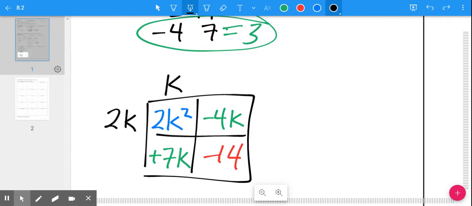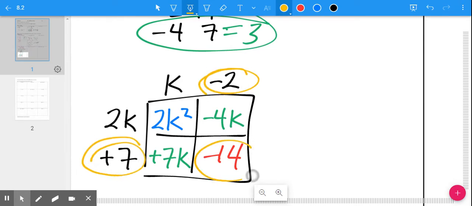How do I make a k into a 7k? I multiply it by a positive 7. How do I make a 2k into a negative 4k? I multiply it by negative 2. Now, to make sure it works, always check that last one. Check to make sure you can make your c value. Negative 2 times 7 is negative 14, which means we did this correctly.